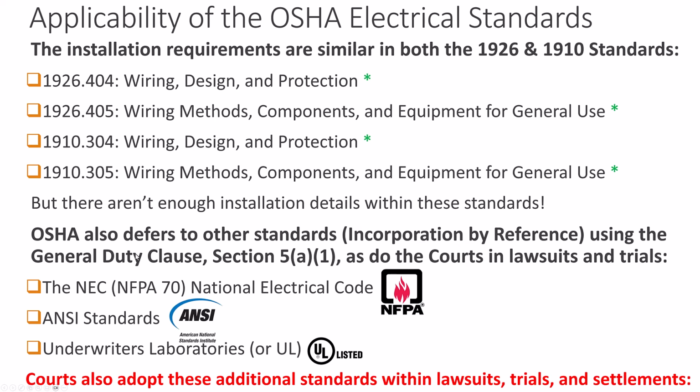They're using the General Duty Clause, Section 5A1, as the way that they issue citations when you haven't followed the National Electrical Code, for instance, the NFPA 70, or the ANSI standards dealing with equipment, the Underwriters Laboratories, or UL listed equipment and such. And it's not just them. The courts will also adopt these additional standards in their lawsuits and trials, and ultimately in settlements. And even in criminal proceedings, it can come up when there's willful violations.